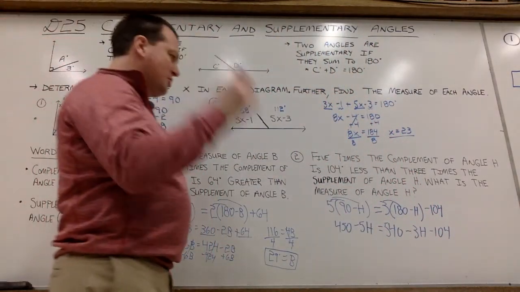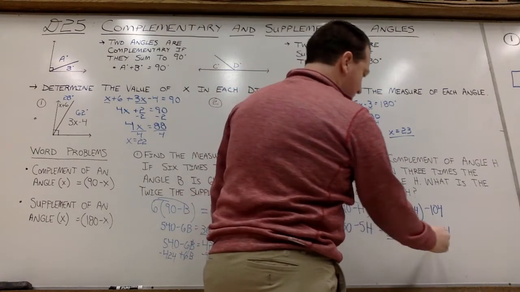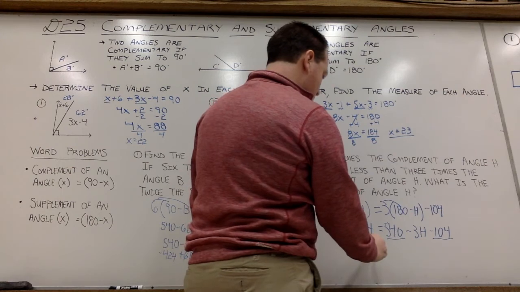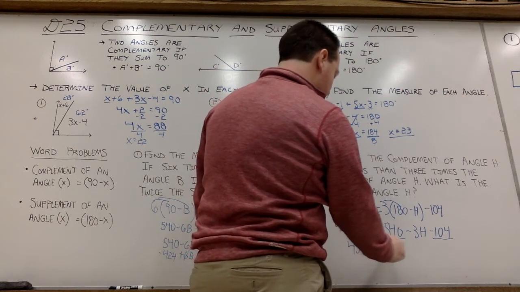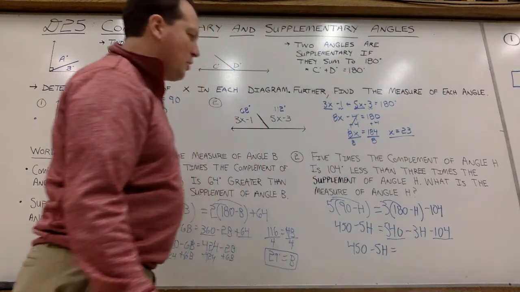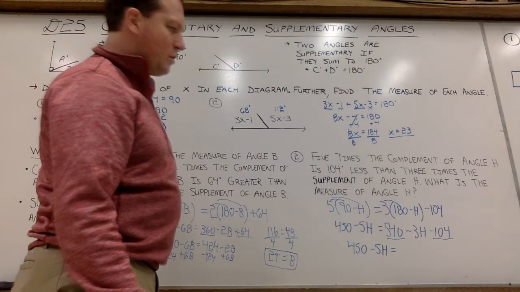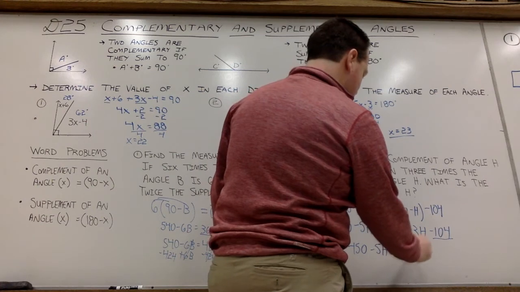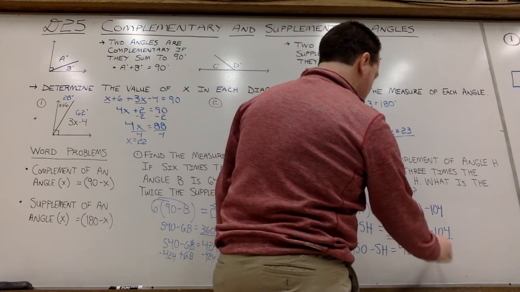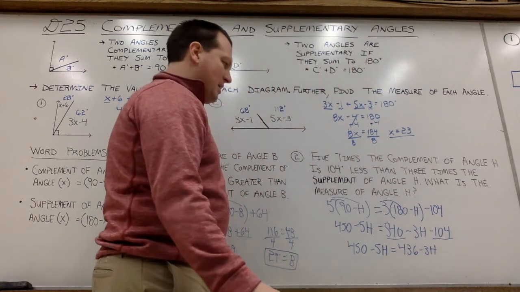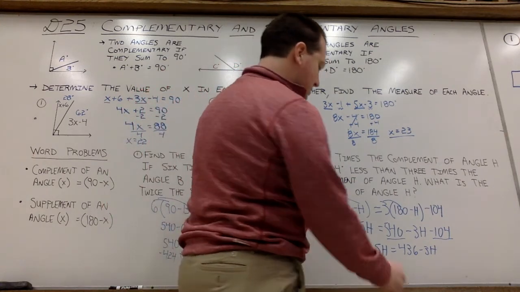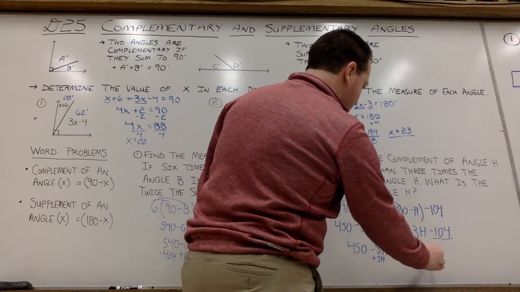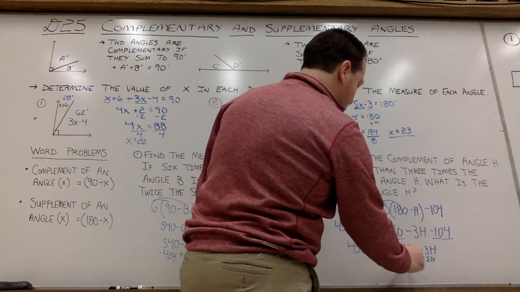Again, I'll put my like terms together here on the right side. This 540 take away 104. So 540 take away 100 is 440, minus 4 is 436. Minus 3h. We can get our h's together, so we'll move this smaller, add 5h to both sides, and then minus 436.